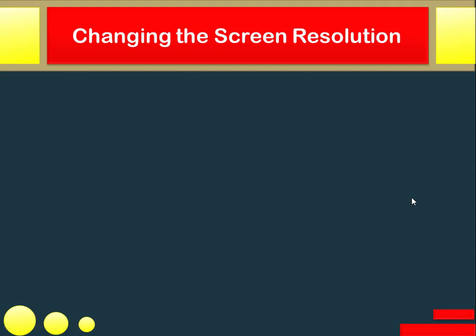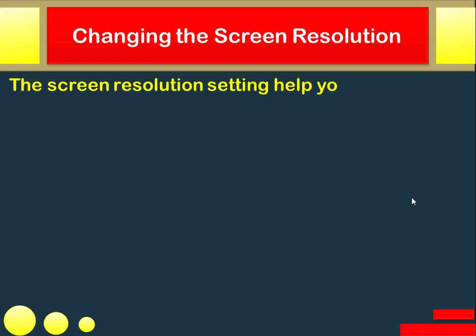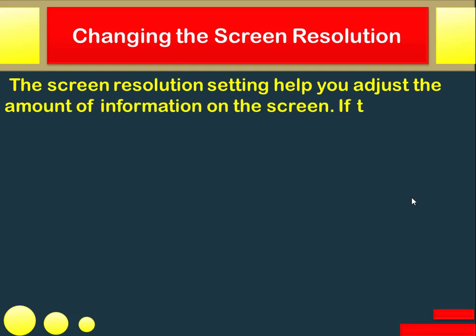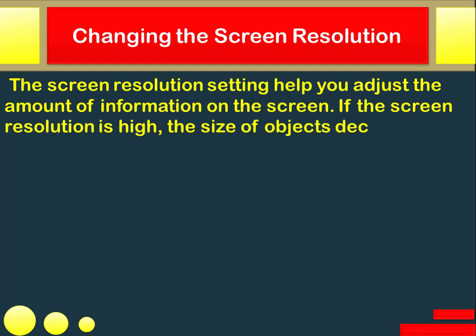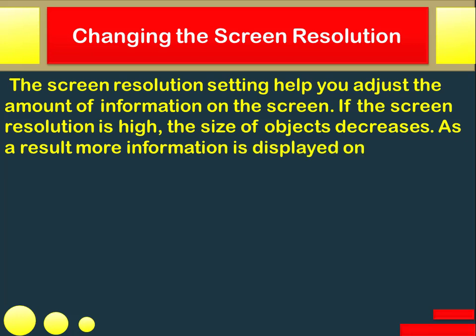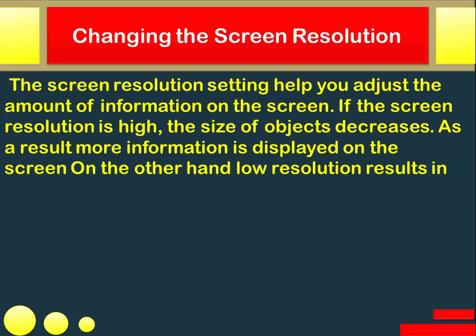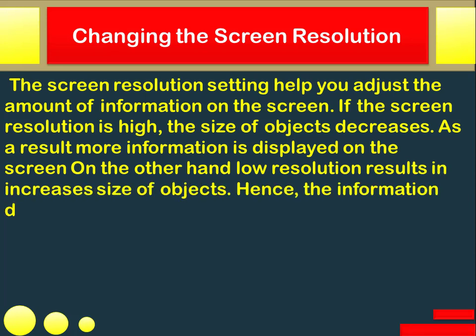What is a screen resolution? The screen resolution setting helps you adjust the amount of information on the screen. If the screen resolution is high, the size of the objects decreases. As a result, more information is displayed on the screen. On the other hand, low resolution results in increased size of objects. Hence, the information displayed on the screen is less.